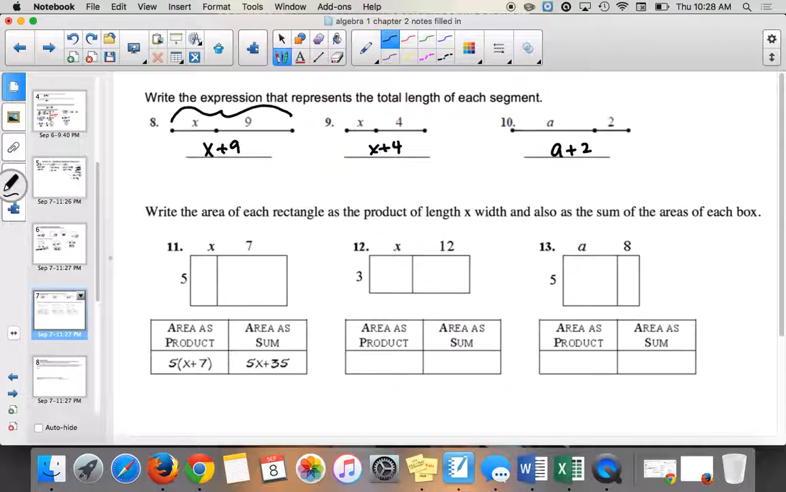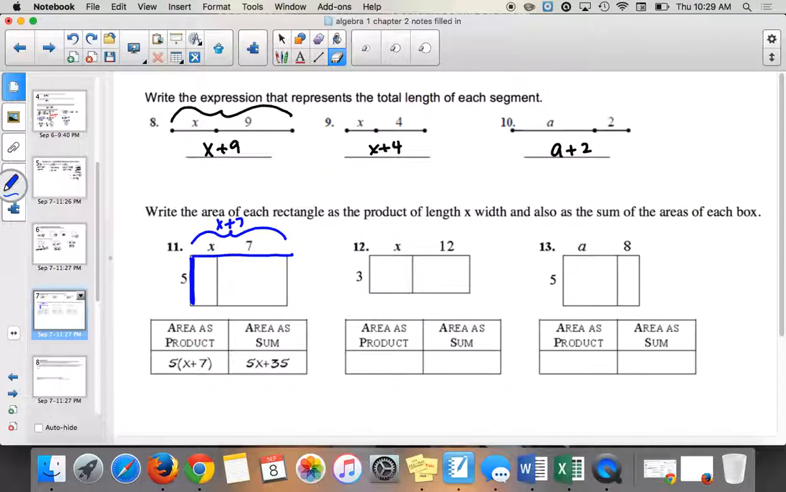So when you think about two rectangles pushed together like they are, you could talk about their total area in two different ways. You can do the total length times the total width, or you could talk about each individual box in these pictures. So you have this little chart to fill in. It says the area as a product. So the area as a product is going to be your length times your width. And this entire width was x plus 7. So do you guys see how it's 5 times x plus 7? Does that make sense?